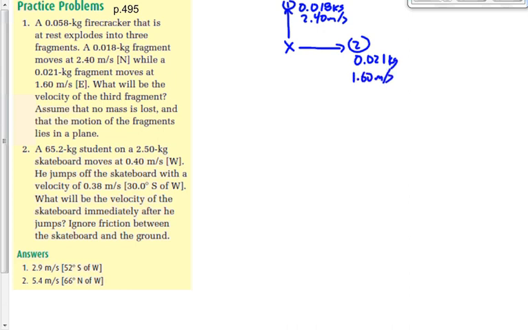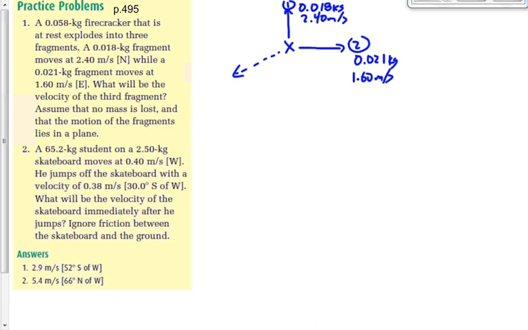Now, the third piece, we don't know exactly where that's going to go, but we can make a pretty good prediction. Where do you think that it's going to go? It's going to go down and to the left, right? If we have a momentum that's up, we have to have a momentum that's down. If we have one that's to the right, then we have to have one that's to the left in order to balance that. So it's going to go down here somewhere.